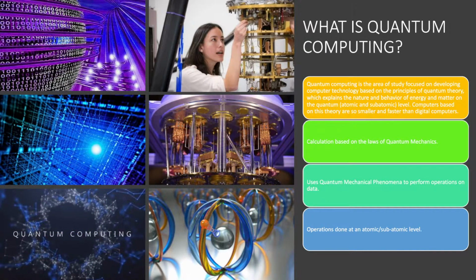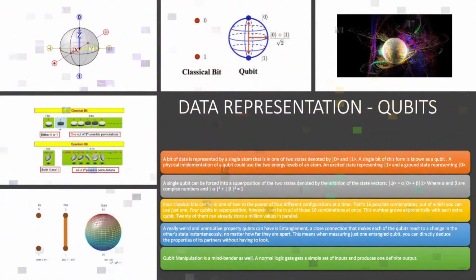Quantum computing is the area of study focused on developing computer technology based on the principles of quantum theory, which explains the nature and behavior of energy and matter on atomic and subatomic levels. Computers based on this theory are smaller and faster than the digital computers. Calculations based on the laws of quantum mechanics use mechanical phenomena to perform operations on data. Operations are done at atomic and subatomic levels. Now we will talk about qubits.